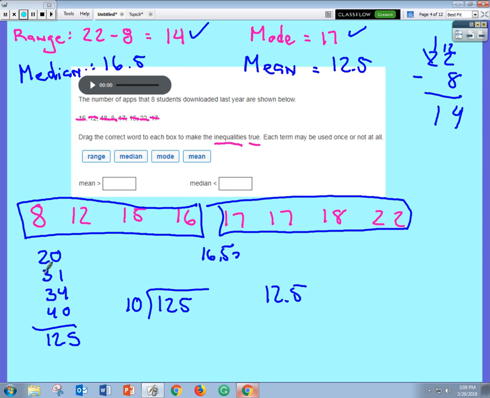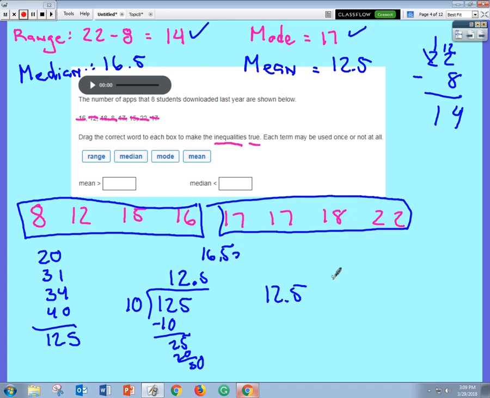Let's see here. Maybe I added this wrong. 6, 7, 8, 9, 10, 11, 12. Okay, 125 divided by 10. Well, let's just double check. Maybe I did something wrong. This would give me 1. That's 10. That's 2. Bring down the 5. That is 2. That is 20. That's 5. Bring down the 0. That's 5. I have 12 and a half.